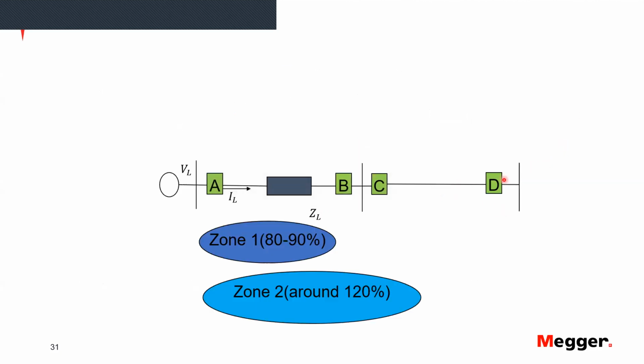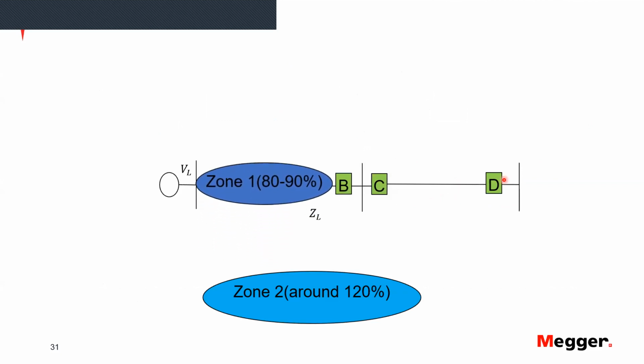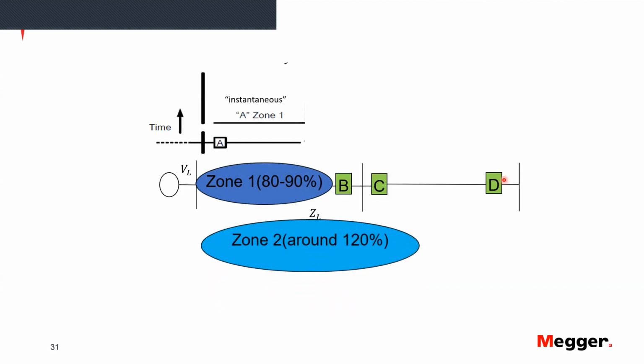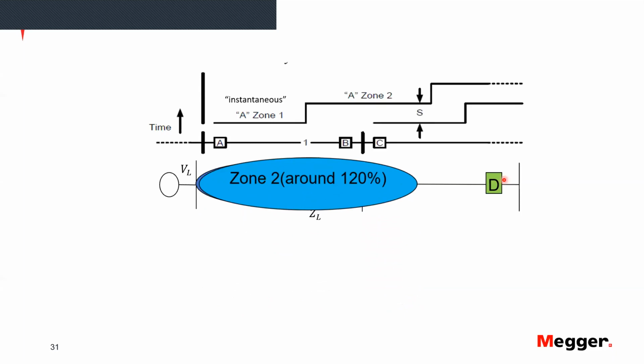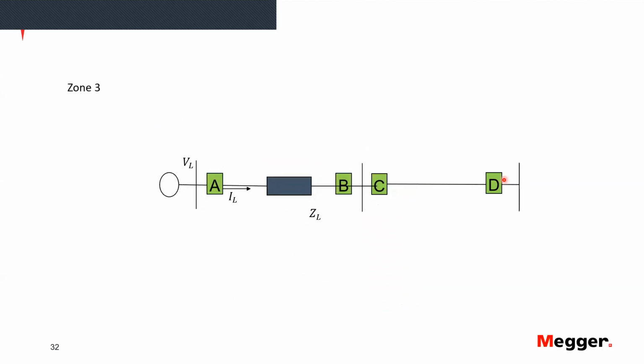Right? Now, we have a zone 1 at 80 to 90%, which is instantaneous. Then we have a zone 2 around 120% and tripping around 20 cycles. Now, since in relays there's almost no limit to what we can do, the only limit, I would say, is your own imagination and creativity, we can also design a zone 3, which is available in most relays out there, that could cover all the way to the end of the adjacent line.